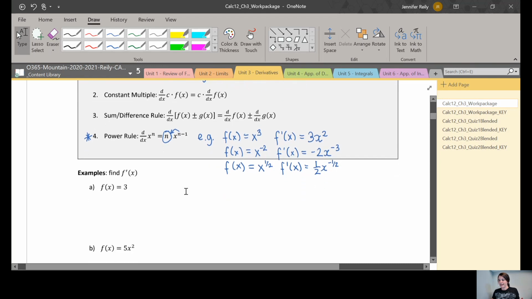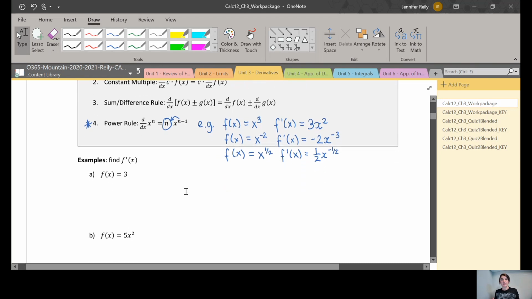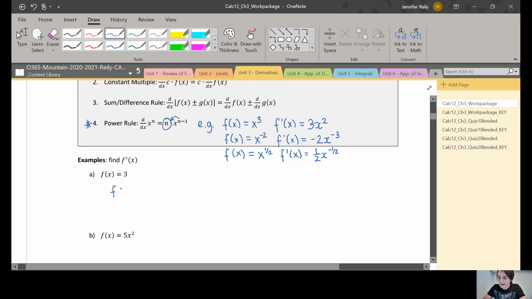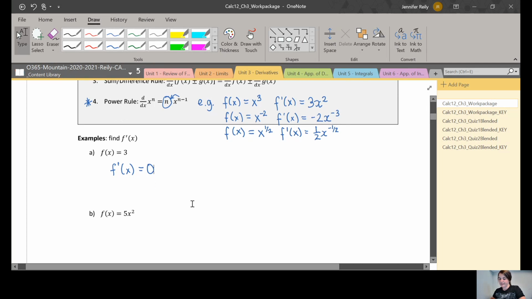Okay, let's start off with a simple one. Let's say our function is f of x equals 3, which is a constant function. So remember, that's just a horizontal line at the value y equals 3. So that would have a slope of 0. So rule number 1 applies here, and the derivative equals 0. All constant functions by themselves have a derivative of 0.